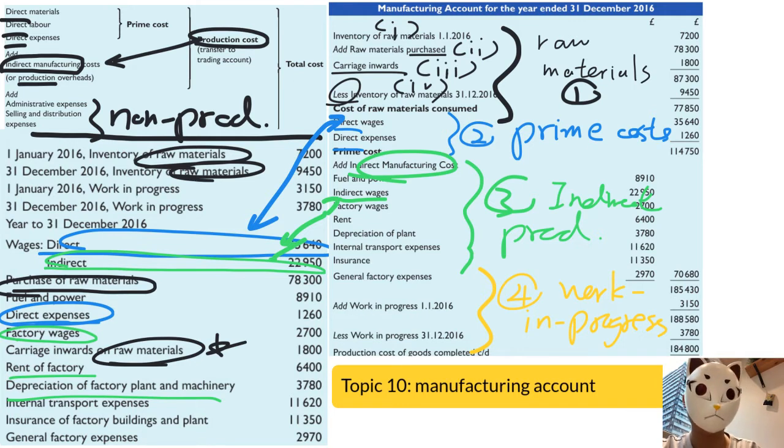Now for the last part, we have to add the work in progress at the start, and then minus the work in progress at the end. Remember that. You need to do it, otherwise there might be a mistake. Look for the date. At the start we need to add it up; for the closing we need to deduct it. So that's how we do the manufacturing account.